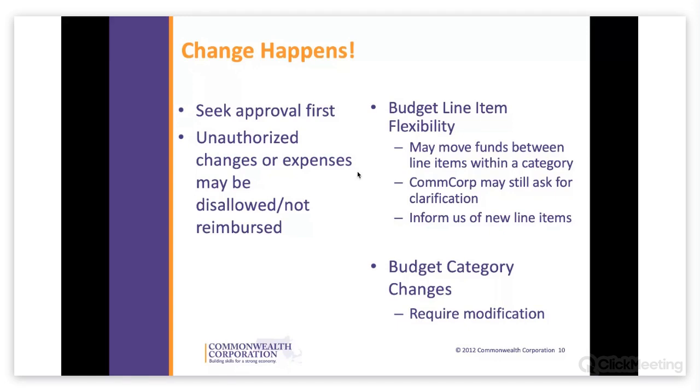However, grantees are responsible for ensuring that they have the funds available within the budget category to cover the overage in a specific line item. And Commonwealth Corporation may still question the expense if the relation to the grant is not clear. So let's take a closer look at this example.